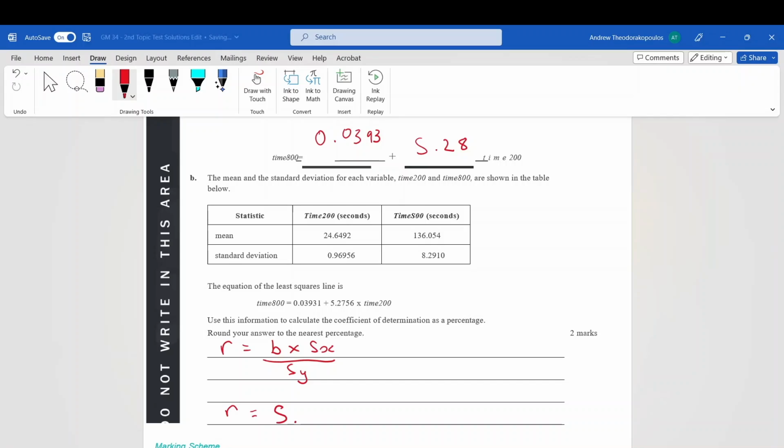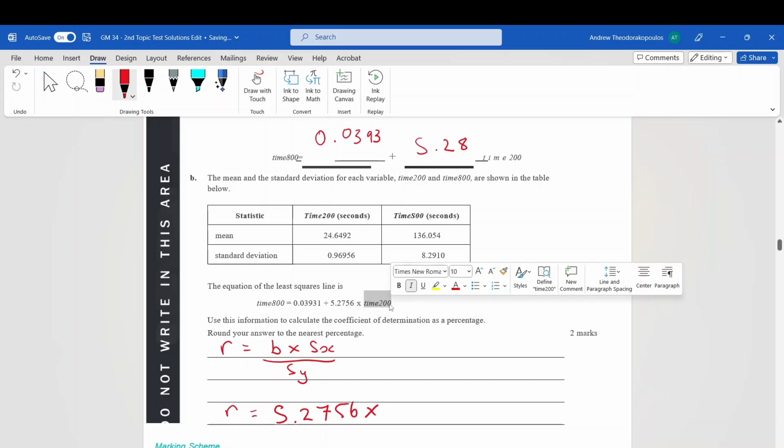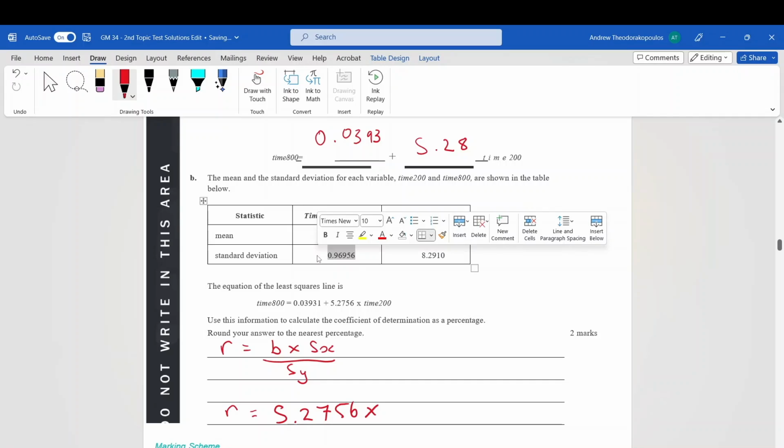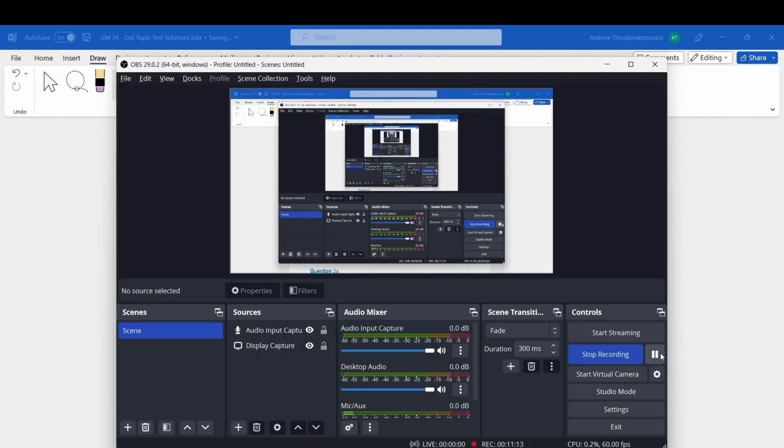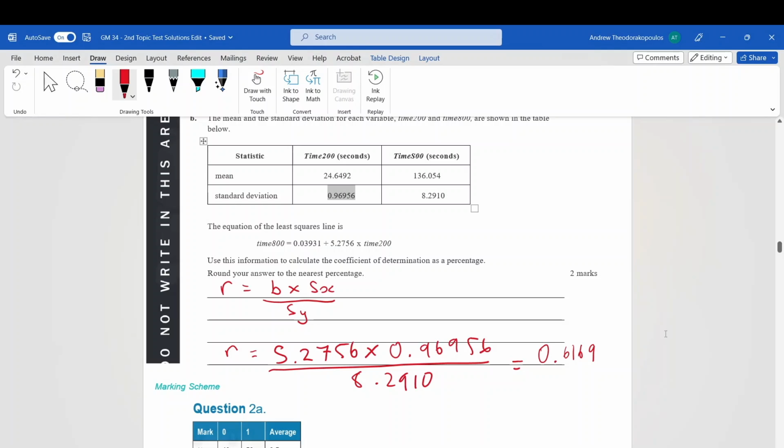So 5.2756 times the standard deviation of X. In this case, the X values are the time 200. So standard deviation is here, 0.96956, over the standard deviation of Y, which is 8.2910. You should get an answer of 0.6169, but that's our R value.